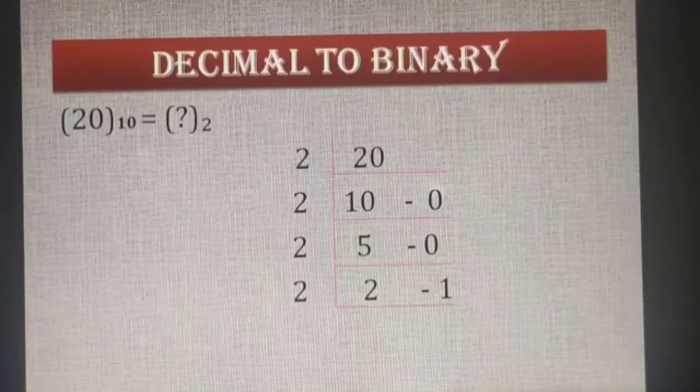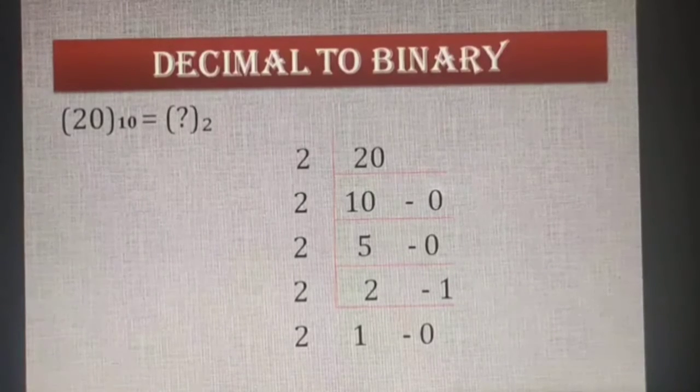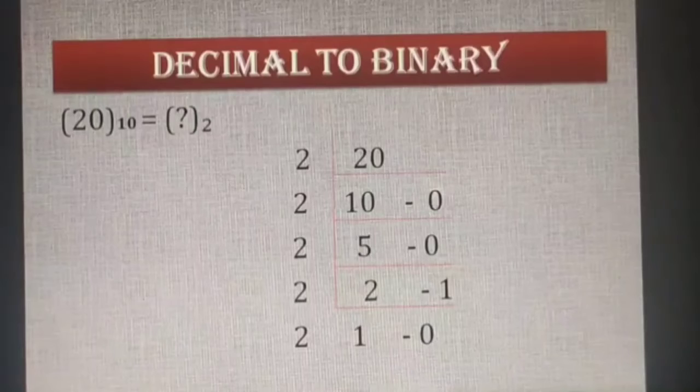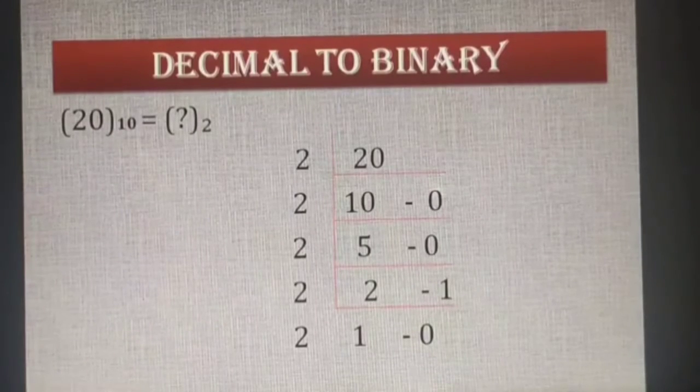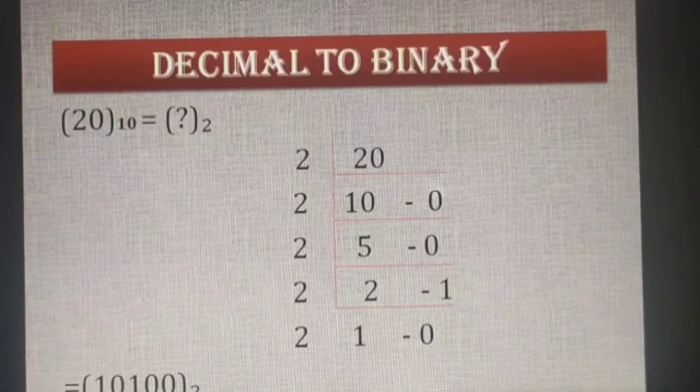Again divide 2 by 2. Then we will get 1 with the remainder 0. Now we get the binary equivalent of the decimal number 20, that is 10100. Okay. Do you know how we got it? The remainders of this division are the binary equivalent of the decimal number.